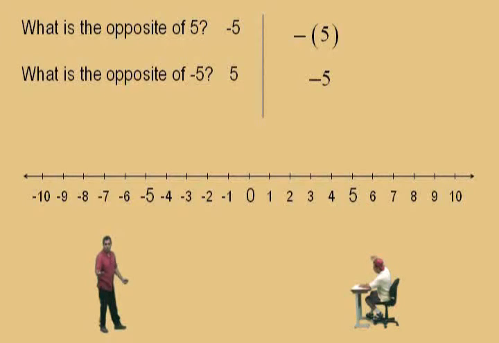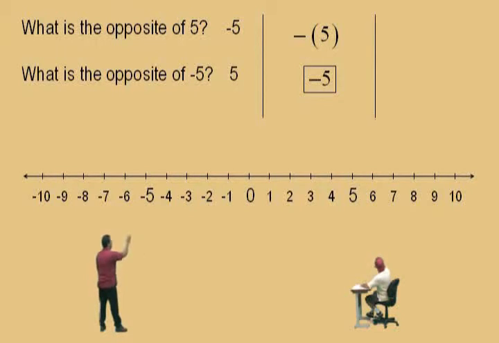-5. That's right. We will soon find out taking the opposite of a number is just like multiplying a number by -1. We'll talk about multiplication with negative numbers in the next video. All right, so the opposite of 5 is -5, right?